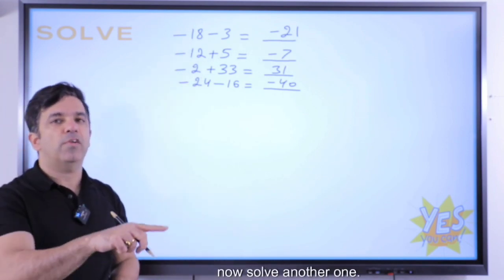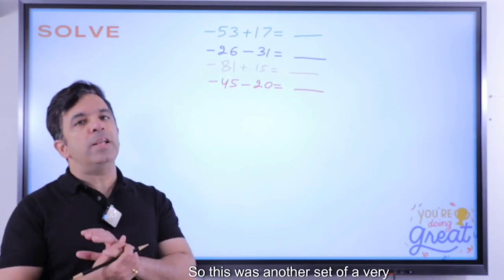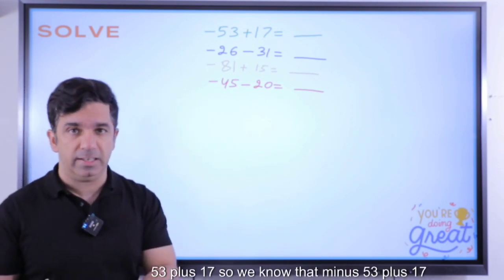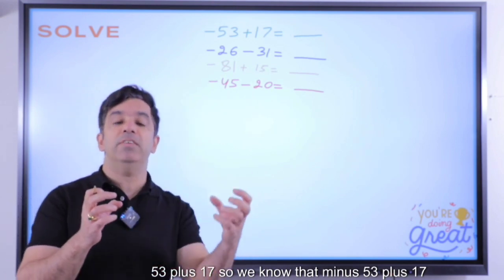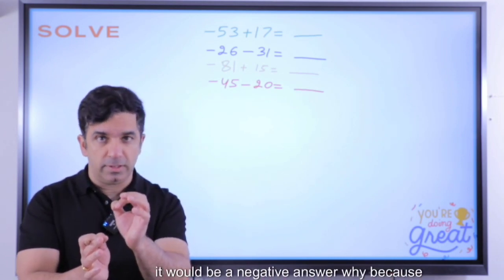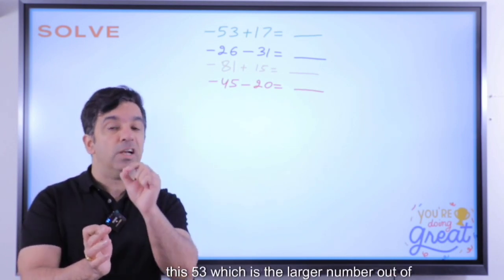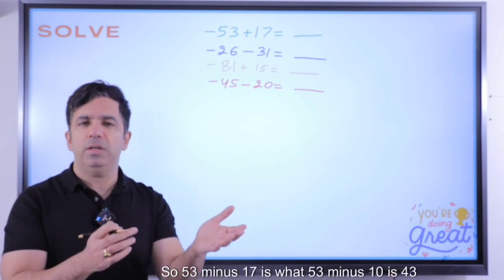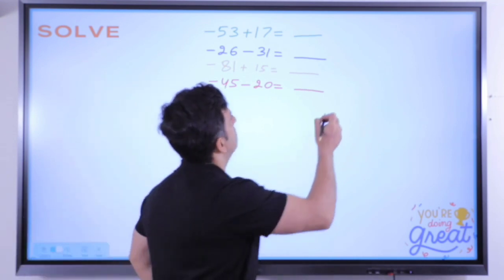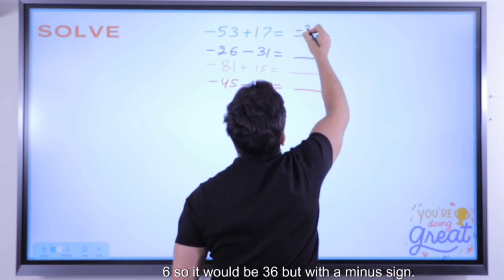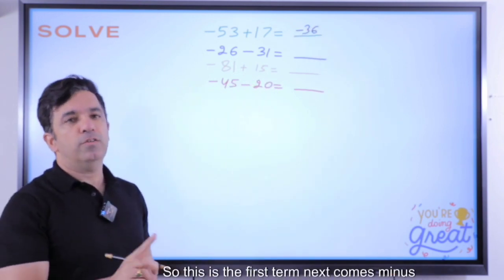Now solve another one. So this was another very straightforward set of questions. The first number was minus 53 plus 17. So we know that minus 53 plus 17 means we simply have to do 53 minus 17 and it would be a negative answer. Why? Because this 53, which is the larger number out of 53 and 17, is negative. So 53 minus 17 is what? 53 minus 10 is 43, minus 7 is simply 36. So it would be 36 but with a minus sign. So this is the first term.